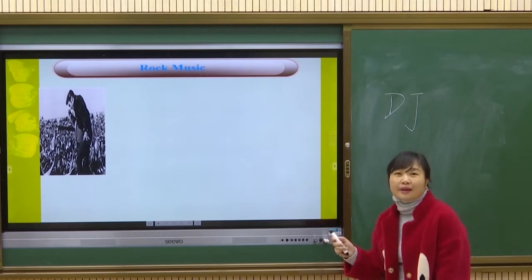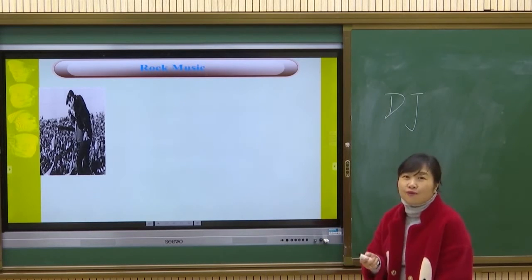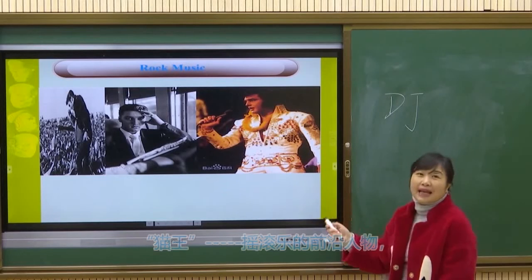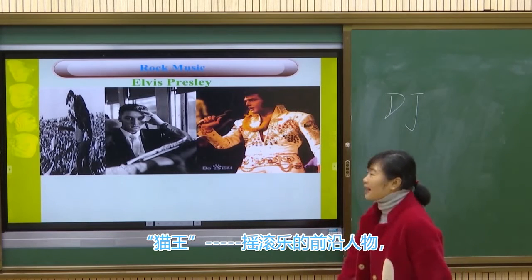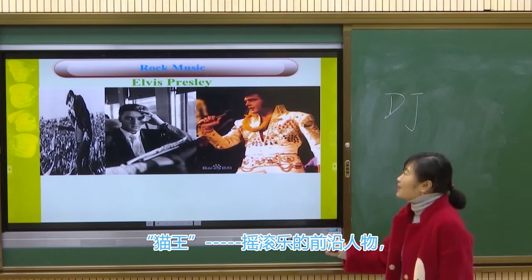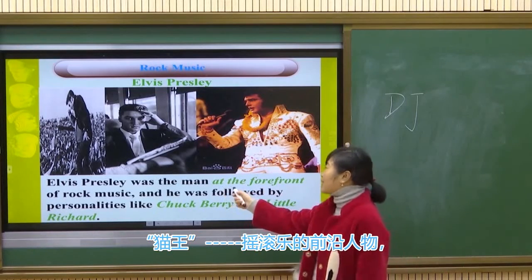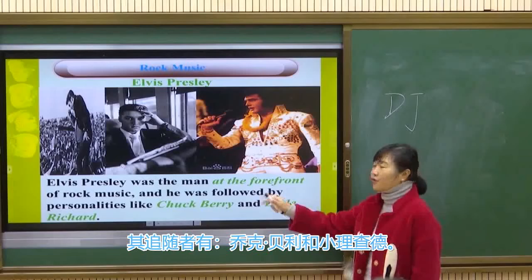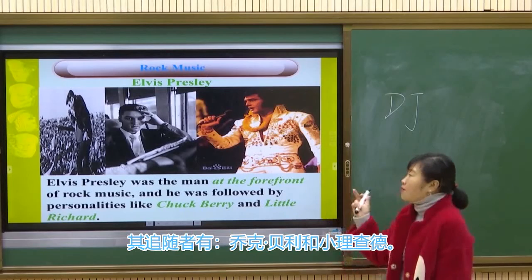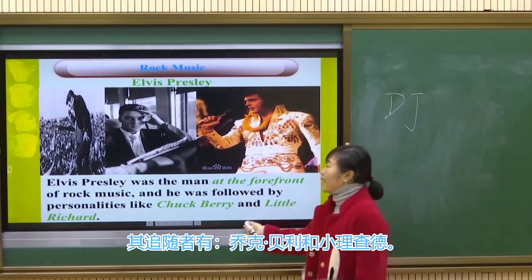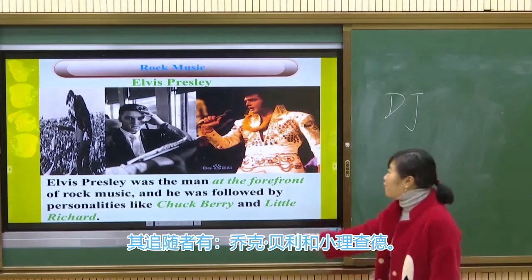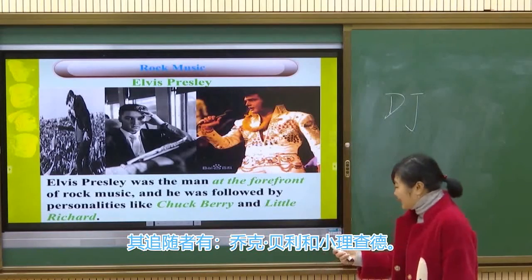And when we are talking about rock music, we cannot afford to ignore this man. Yes, do you know who he is? Oh, yes. He is Elvis Presley. Yes, he is a representative of rock music. Elvis Presley was the man at the forefront of rock music. That is to say, Elvis Presley is the representative of rock music. And he was followed by personalities like Chuck Berry and Little Richard, yes, followed, okay.